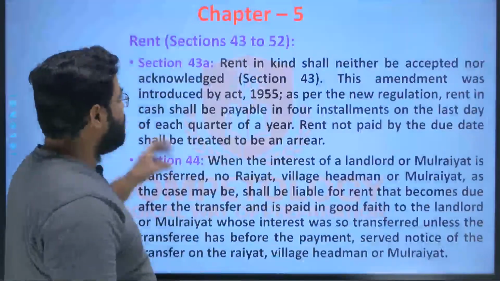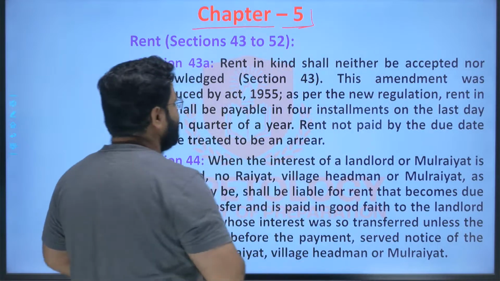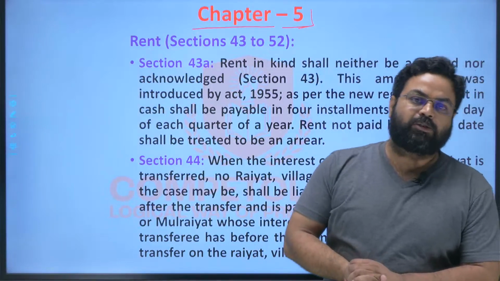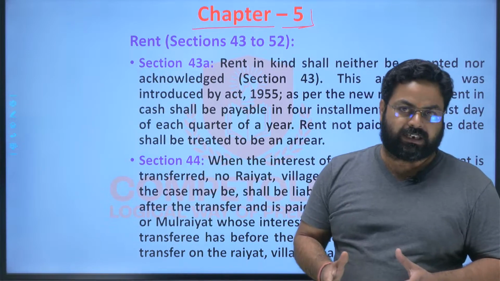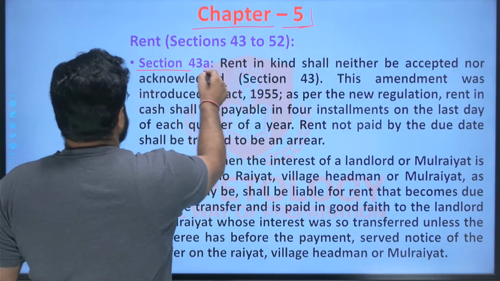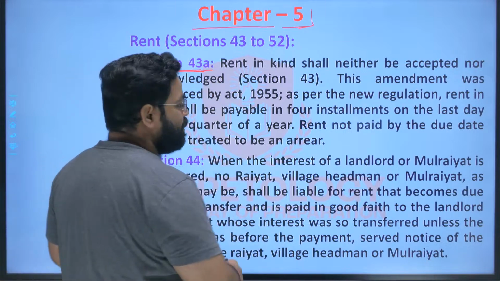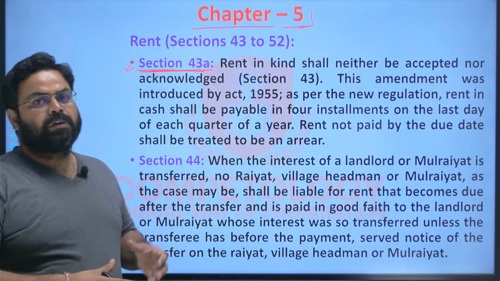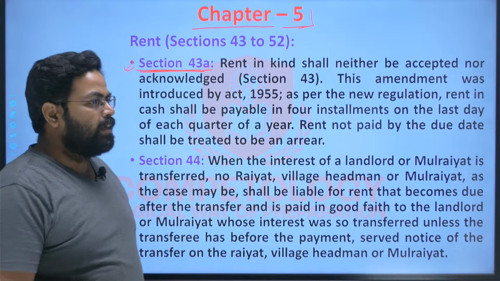Right, now come back to the Santhal Pargana Tenancy Act, that is chapter 5. Chapter 5 is from section 43 to 52, and it talks about the rent that is payable by any rayat for his holding. Here section 43 subsection amendment A was added through amendment because it was needed. Before this the rent was payable in kind also, but later on it was made that they can pay it in cash only, right.